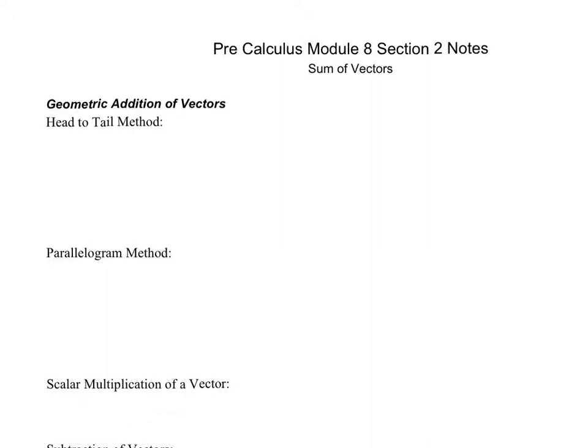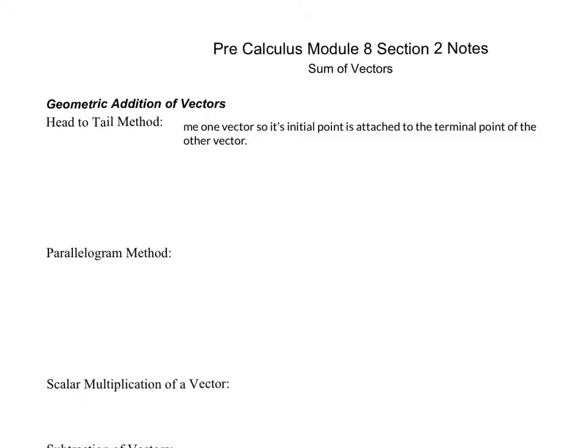So the first method we're going to talk about is the geometric addition, the head to tail method of adding vectors. In this method, that means that you move one vector so its initial point is attached to the terminal point of the other vector. So it does involve moving the vectors.